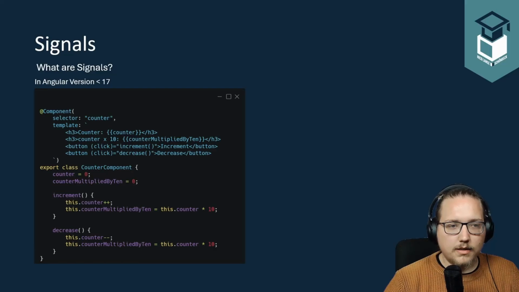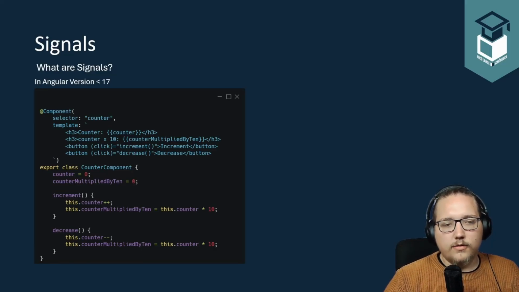Here you can see code that was written before 17. We have two variables, counter and counter multiplied by 10. Both of them are initially defined with 0. We have a function increment, which increments the counter variable by 1 with the plus plus. Counter multiplied by 10 gets applied with the counter value multiplied by 10.